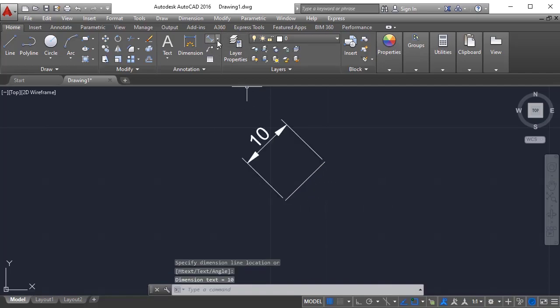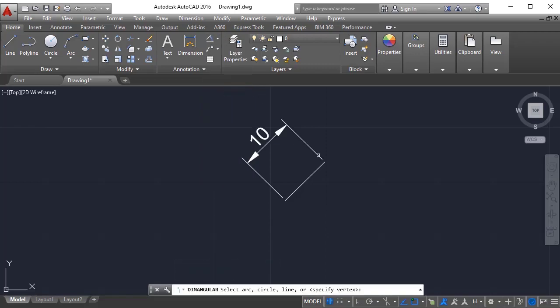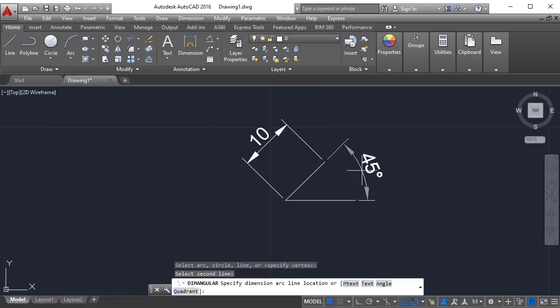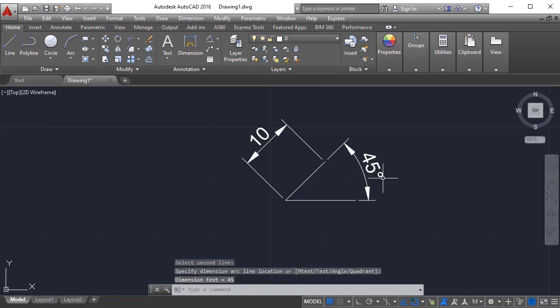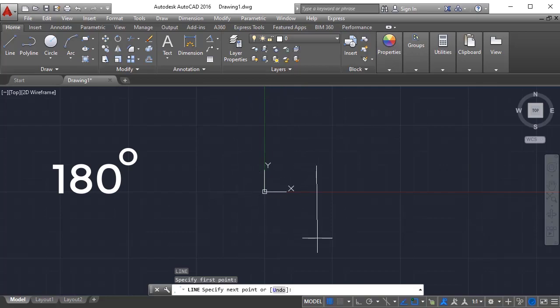If I want to check the angle, I need to use the angular command. If I select the angular command, I need to select at least 2 lines. So I will use a horizontal line, use angular, and select both lines. Simply you can check the angle here. This is a polar coordinate system, so the angle will always be calculated from 0 to 90, 180, 270, 360. Make sure you remember that.